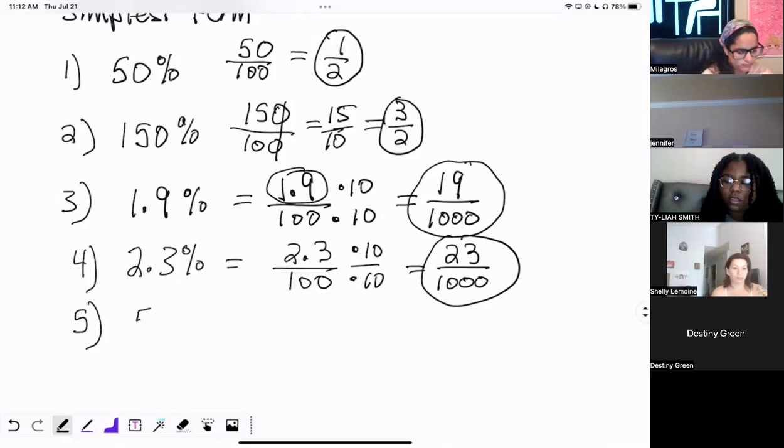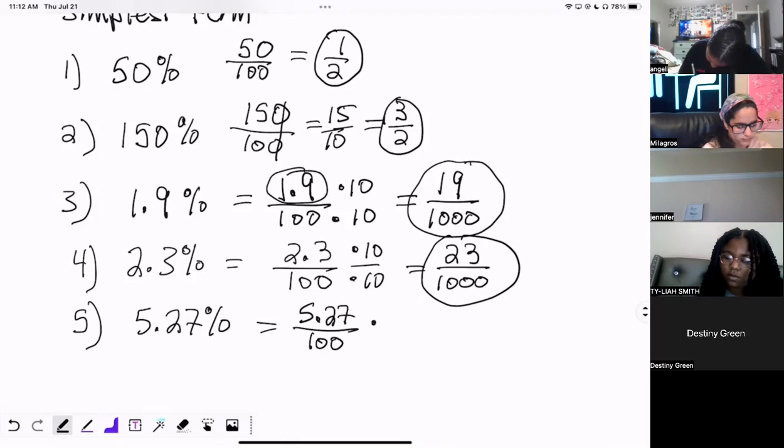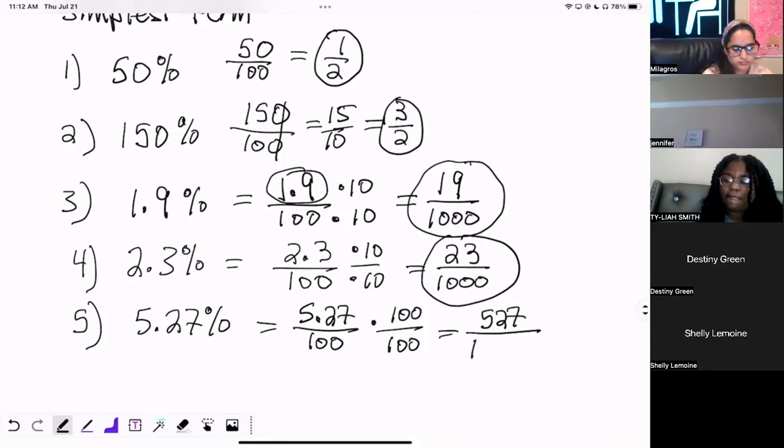Let's say I have 5.25%. Actually, I'm going to change it. Make it 5.27%. Now that would be 5.27 over 100, but I have to have a whole number. So this time I have to multiply not by 10, but by 100. Why? Because I have to make this one 527, a whole number, which means my bottom denominator is going to be 1 with 4 zeros: 1, 2, 3, 4, 10,000.